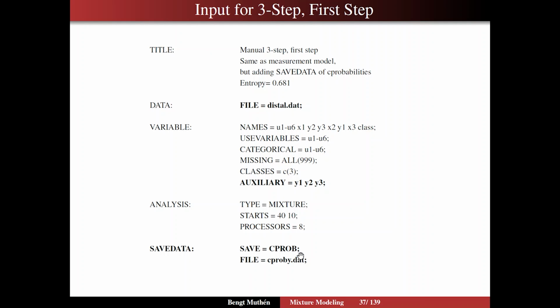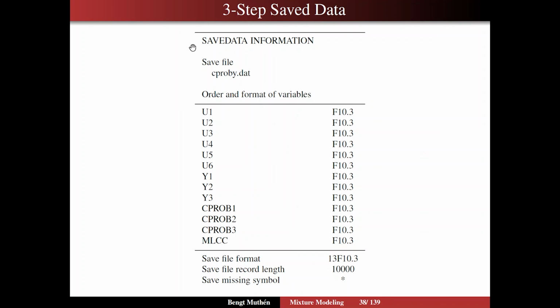So we save the C probabilities, which that file carries information, and that we will use in the last step. And we put them in a file that we call cproby here, since we're only dealing with distal outcome y's. And the save data information is given here. The save file name is cproby.dat, and then you get the use variables, plus these auxiliary variables that we had, plus the class probabilities for the 3 classes, and the most likely class designation for the latent class variable C.